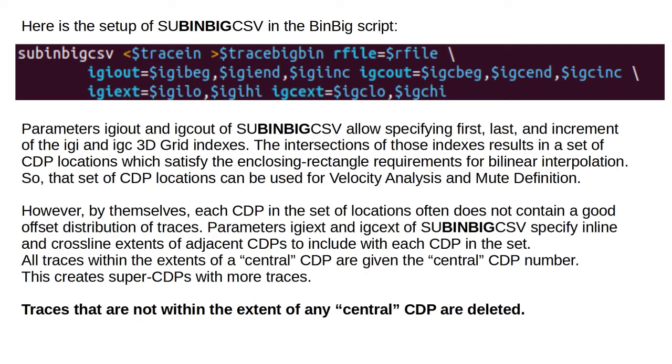The SUBINBIGCSV program allows you to specify inline and crossline indexes. Their intersections are a set of CDP numbers which form enclosing rectangles. But more than that, SUBINBIGCSV also allows you to increase the size of the CDPs at the intersections. Only traces that are within these larger CDPs are passed to output.